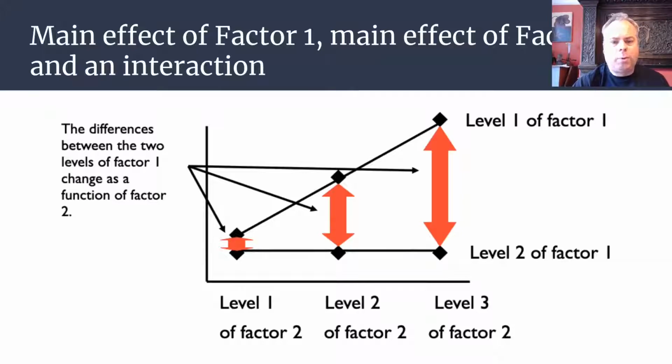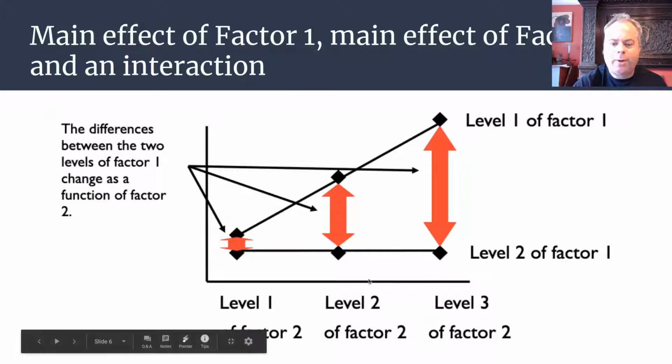We could also have a case where we've got a main effect of factor 1, a main effect of factor 2, and an interaction between the two. So we've got a difference between the two levels of our factor 1. And this difference actually varies as a function of the three levels of factor 2. So you can see this difference here gets bigger as we go up the levels of factor 2. So this would be a main effect of factor 1, a difference between the two levels of this factor, and a difference between the three levels here. But importantly, we've got an interaction effect.